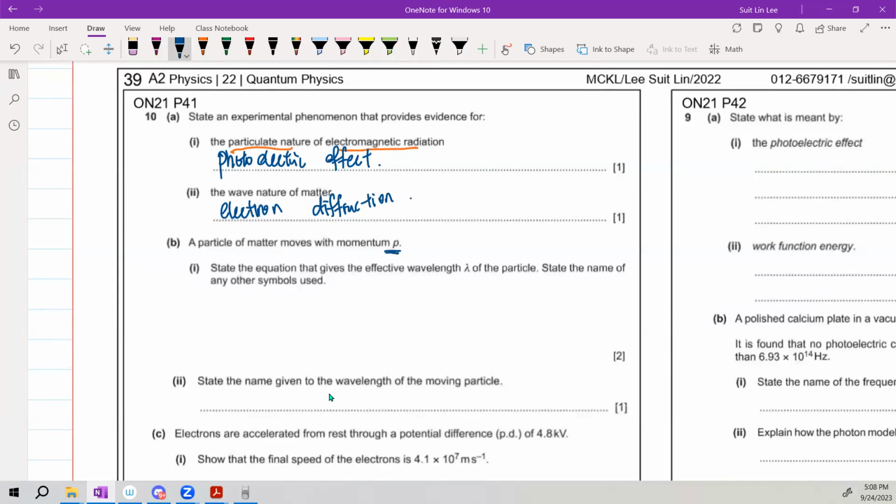A particle of matter moves with a momentum p. State an equation that gives the wavelength of the particle. Name the other symbols used. Okay, p is equal to h over lambda. I use p, I use lambda. You say h is Planck's constant. Is it a bonus? I think it's a pandemic bonus. I don't know. Okay, the name given to the wavelength. This is called the de Broglie wavelength.